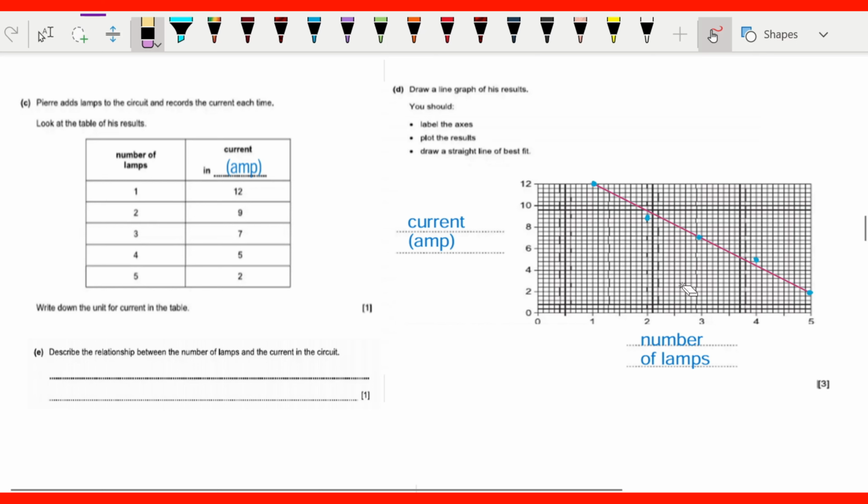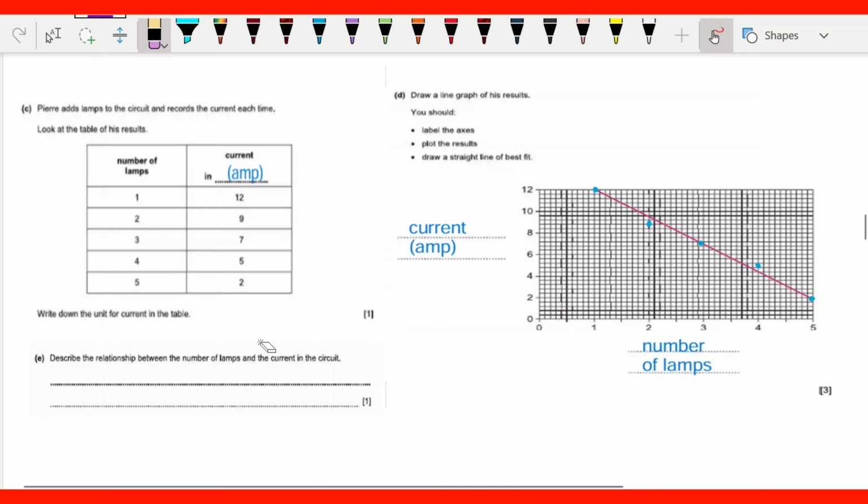Now we have to make a line of best fit, so we just take the line that represents most of the points. So this is the line. Alright, let's move on. Now guys, we will see question 4E. Describe the relationship between the number of lamps and the current in the circuit. From here you can see what is the relationship here.